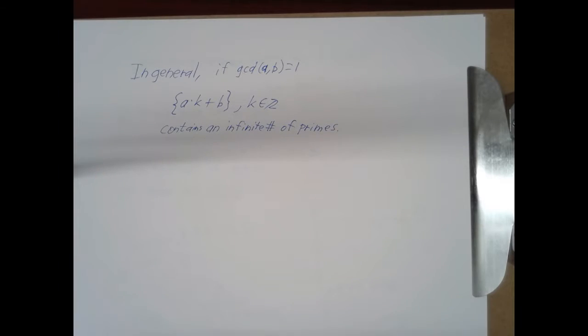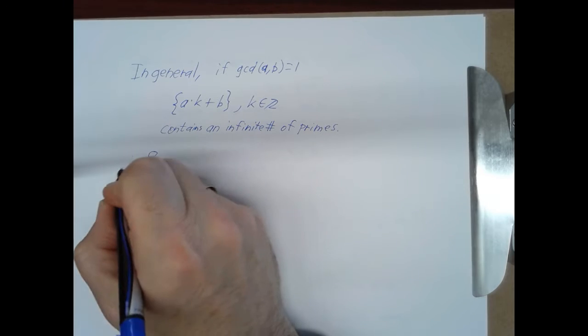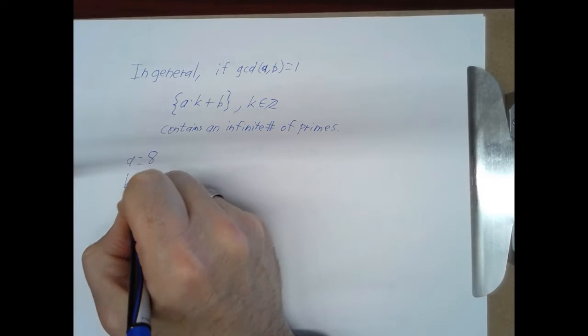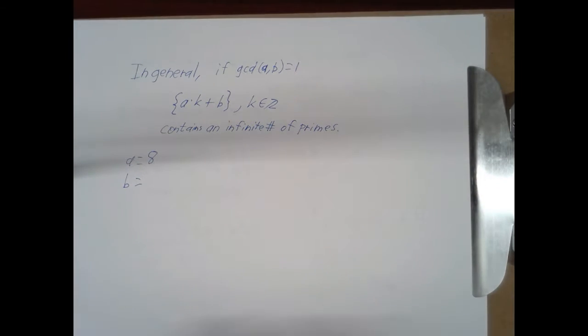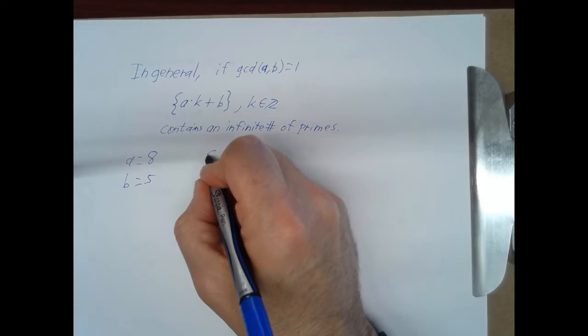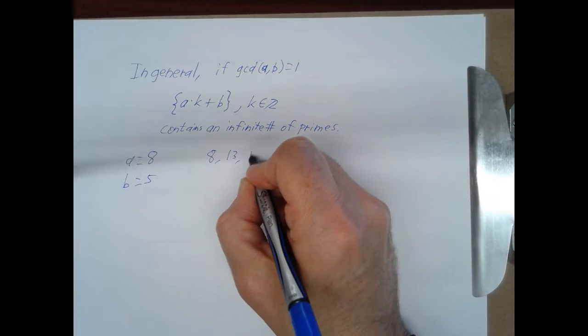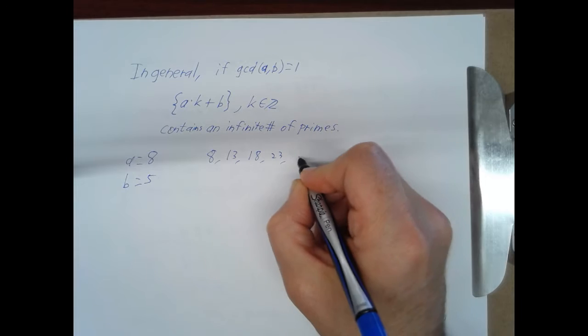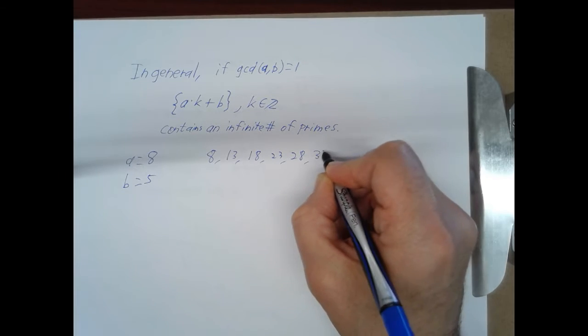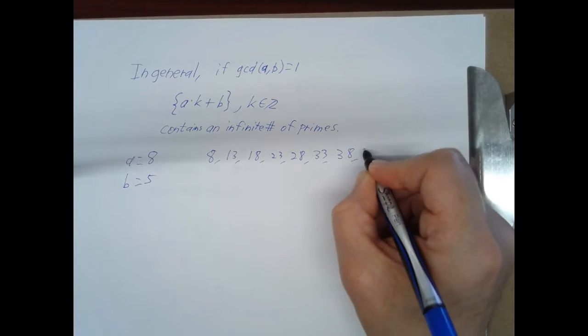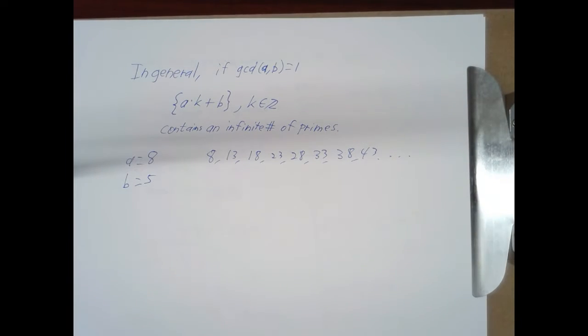So for example, I could start with 8, and I could count up by 5s. So I could have 8, 13, 18, 23, 28, 33, 38, 43. That's going to have an infinite number of primes. So that's kind of a cool result.